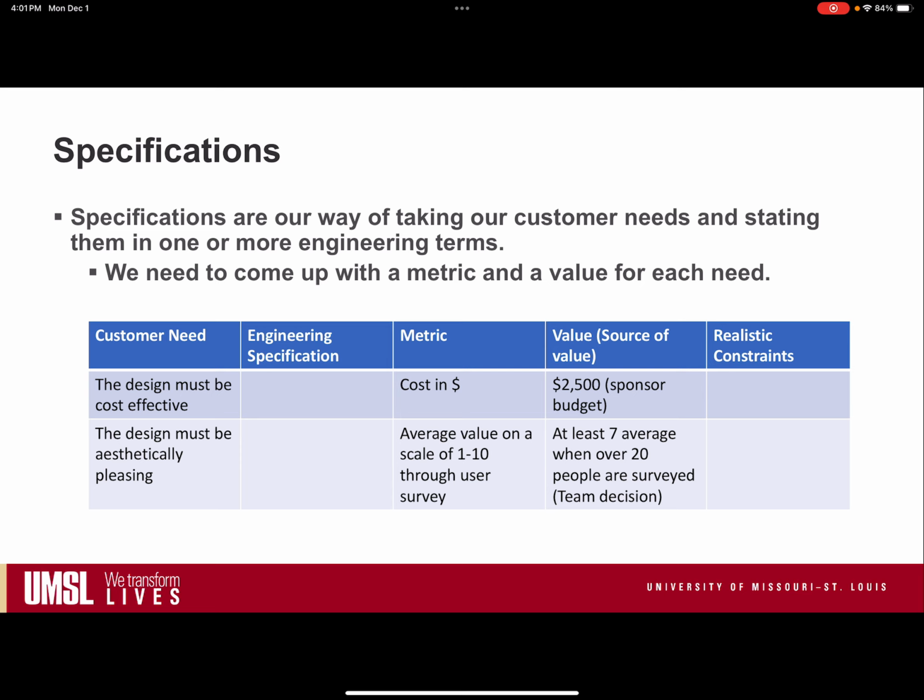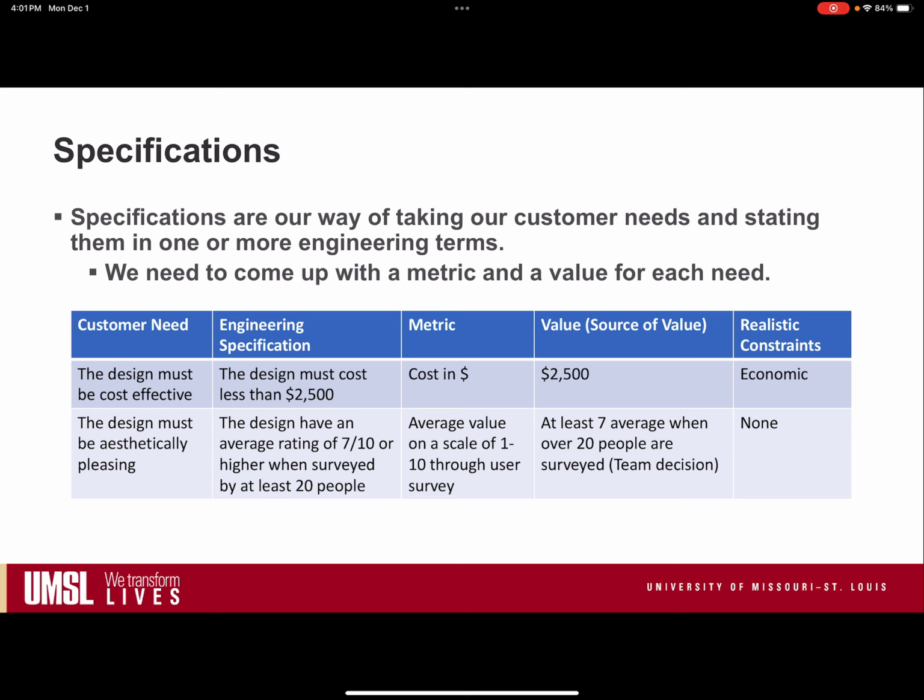Now that we have the metric and the value, we can put our specs together. This is an engineering spec because it has a value. The design must cost less than 2,500. The design must have an average rating of 7 out of 10. And then because we have these values, after we complete our design, we can come back and look at our specs and say that, okay, we have met these specs. Put a check mark or put an X saying that we did not meet these specs.